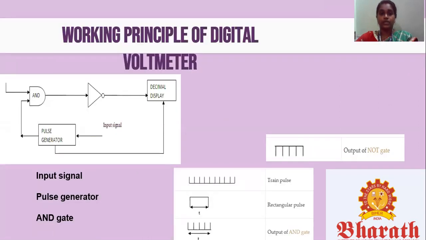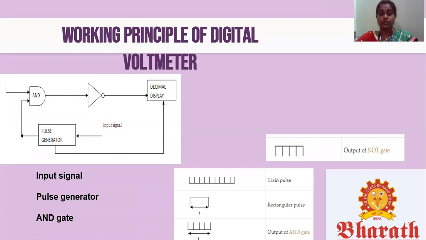Now coming to the working principle of the digital voltmeter, this is the basic block diagram of a digital voltmeter. Here we have the pulse generator, AND gate, input signal, and decimal or digital display. So the block diagram is of a simple digital voltmeter. We have the input signal, which is basically the voltage to be measured.